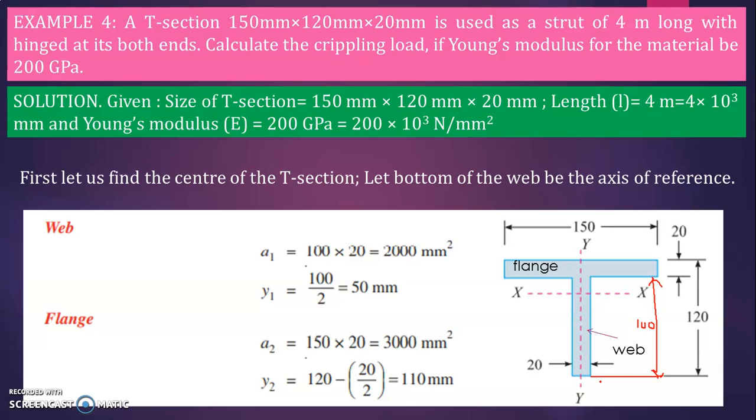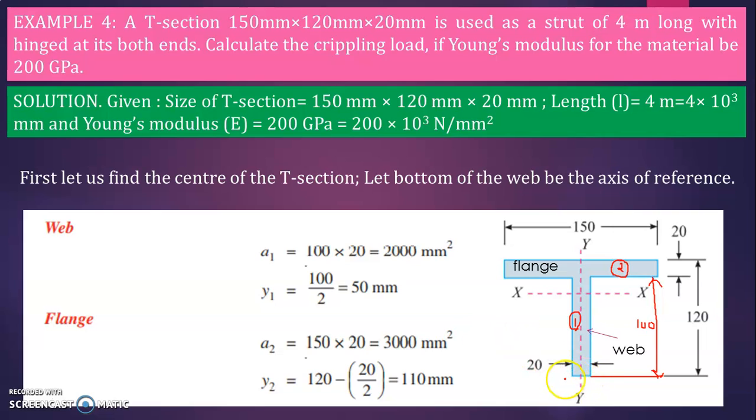For that, I think all of you know the formula: y bar is equal to a1 y1 plus a2 y2 divided by a1 plus a2. For this you have to calculate what is y1 and what is y2. Let us take this as section 1, and this is the other section. Let us calculate first the area of this web, a rectangular section, B into D, that is 20 into 100, which is 2000 mm square.